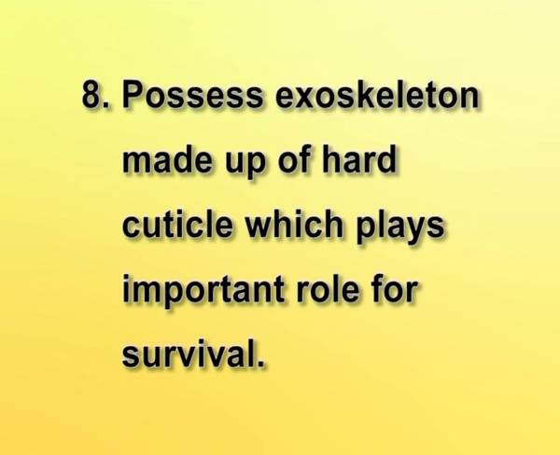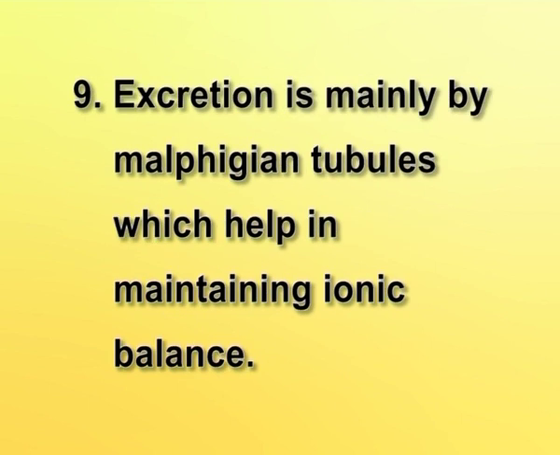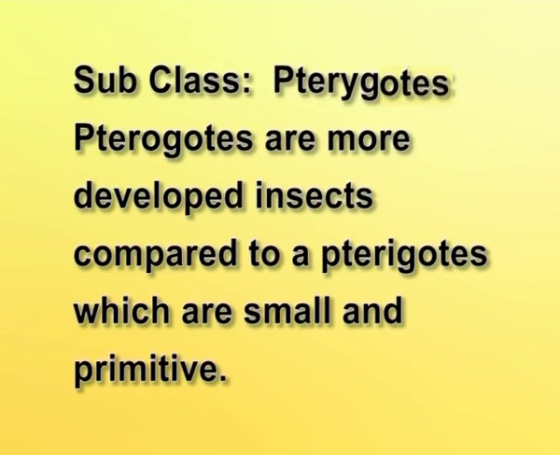Possess exoskeleton made up of hard cuticle which plays important role for survival. Excretion is mainly by Malpighian tubules which help in maintaining ionic balance. Subclass Pterygota. Pterygotes are more developed insects compared to apterygotes, which are small and primitive. Adults are winged, sometimes secondarily apterous. Metamorphosis is complete or incomplete. Adults do not molt and do not possess pregenital abdominal appendages. Adult mandibles are dicondylic, that is, they articulate with head capsule at 2 points unless highly modified.